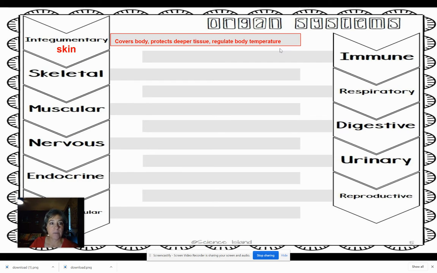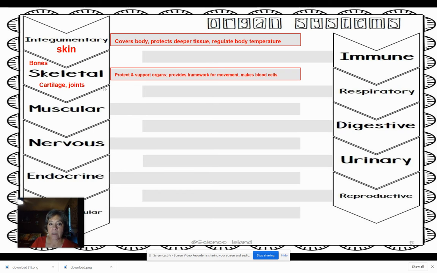The second body system is the skeletal system. That includes your bones, cartilage, and joints. The function of that is to protect and support organs. It provides a framework for movement. In other words, your muscles attach to the bones. You couldn't move unless you had muscles and bones. And it also makes blood cells.